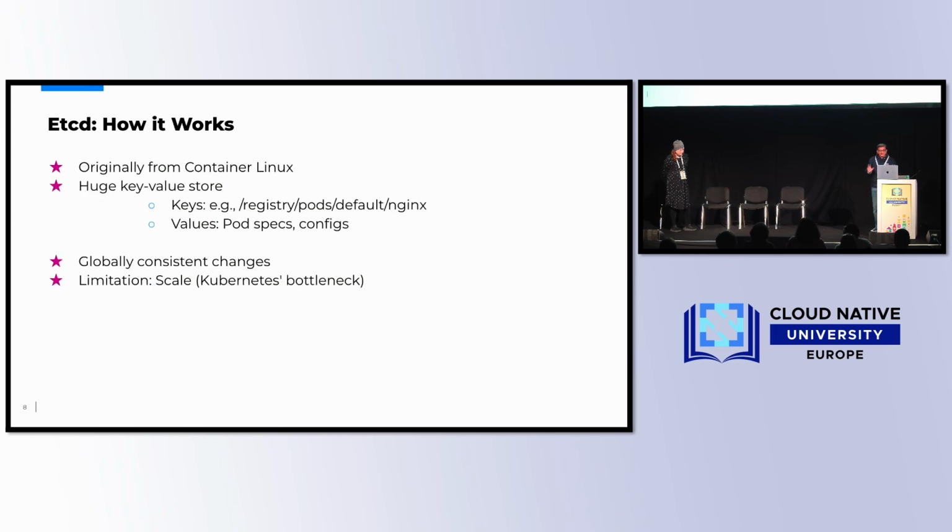So originally, etcd was a part of Container Linux, but now it's a standalone project widely used in cloud-native environments. It is a massive key value store where Kubernetes stores all its configuration and state data. So you can think of it like a giant filing cabinet. And the key benefit is the global consistency. And it is also the Achilles heel, because of its global consistency, there is a limit to how much you can scale. For thousands, it works very fine, but think of millions, and Kubernetes starts hitting its limits.